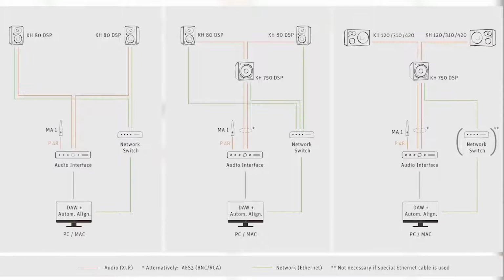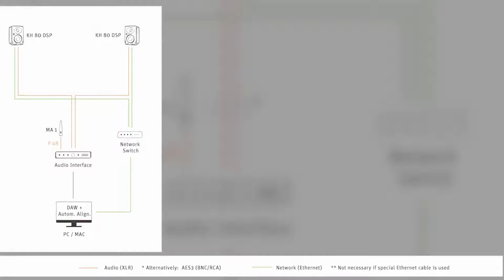Sure. Okay, what we see here on this block diagram are the different general scenarios that we have. So we have our PC or Mac with maybe the DAW installed on it, but definitely our automatic alignment software, which is then connected via network over a network switch to the individual loudspeakers. So KH80 in this case, DSP loudspeakers. And the DSP loudspeakers, of course, are connected to the audio interface via analog signals. And to the same audio interface, the MA1 microphone is also connected.